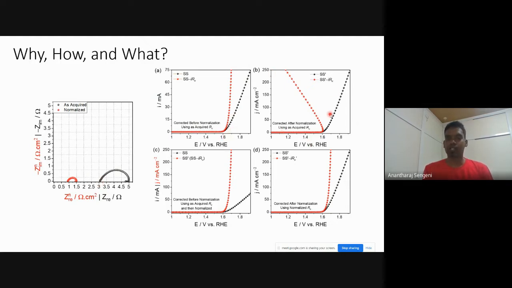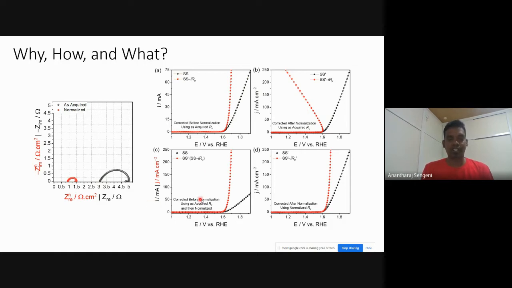There is a second case where you can normalize the activity by the geometrical area of the electrode. Then you can perform IR drop compensation with the as occurred uncompensated resistance. Here you get an unacceptable shape of LSV. This is not the shape we usually get. So this is an unacceptable shape.